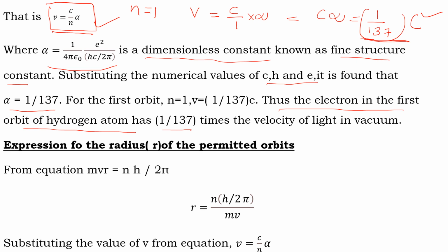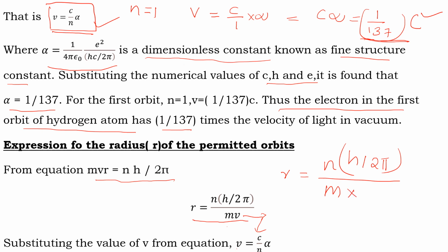Next is the expression for the radius of the permitted orbits. Consider the Bohr second postulate, that is, the angular momentum is quantized: mvr is equal to nh by 2π. Here, r is equal to nh by 2π divided by mv. Substituting the value of v, that is, v is equal to c by n into alpha, r will be equal to n into h divided by 2π divided by m into c by n into alpha.